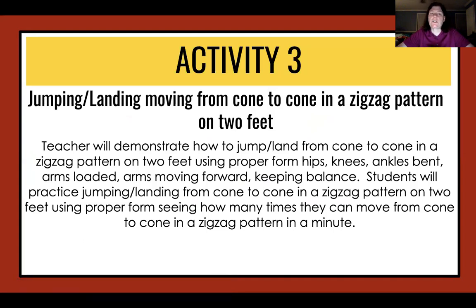Activity three, which is jumping and landing, moving from cone to cone in a zigzag pattern off of 2 feet. Teacher will demonstrate how to jump and land from cone to cone in a zigzag pattern on 2 feet using proper form: hips, knees, ankles bent, arms loaded, arms moving forward and keeping balance. Then students will practice jumping and landing from cone to cone in a zigzag pattern on 2 feet using proper form, seeing how many times they can move from cone to cone in a minute.